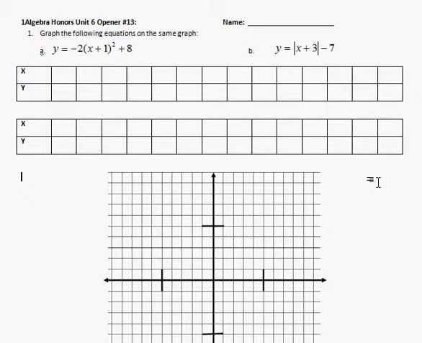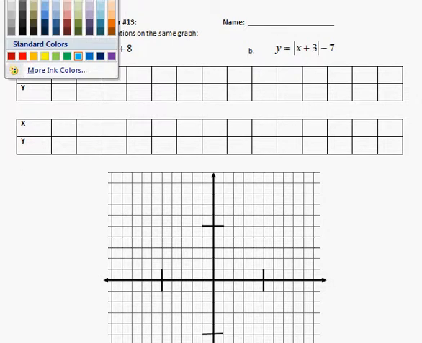Graph the following equations on the same graph. So, the first thing we need to do for each of these equations is to complete a table. The x is the independent variable, and the y is the dependent variable. Or, you can think of the x as the input, and the y as the output.